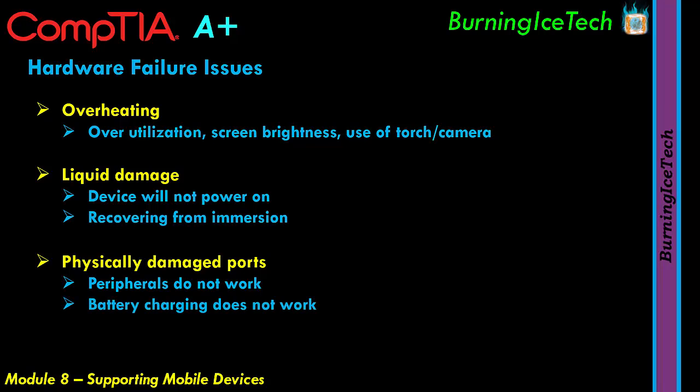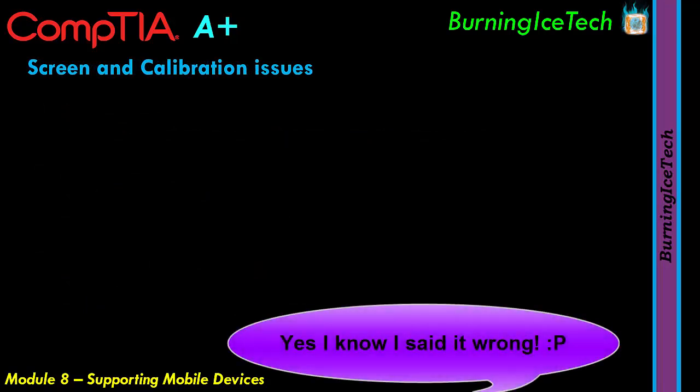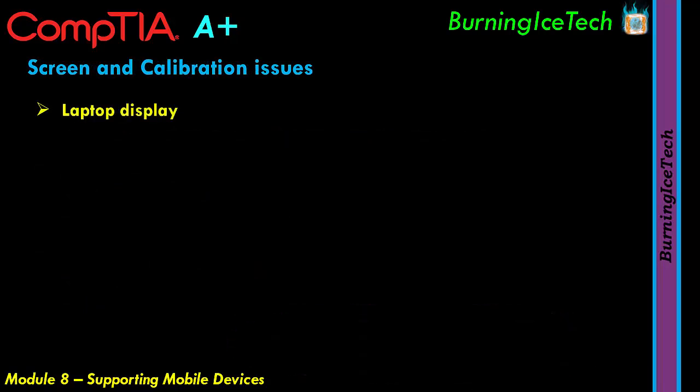All right, folks, moving on to the very last topic in the very last section of Module 8, that is screen and collaboration issues. So when it comes to laptop display, if the user complains that the screen is not working, doesn't want to turn on, the very first thing you want to do here is first make sure it actually is the screen, because for all we know, there could be nothing wrong with the screen.